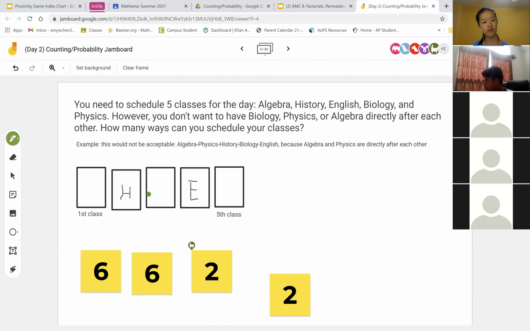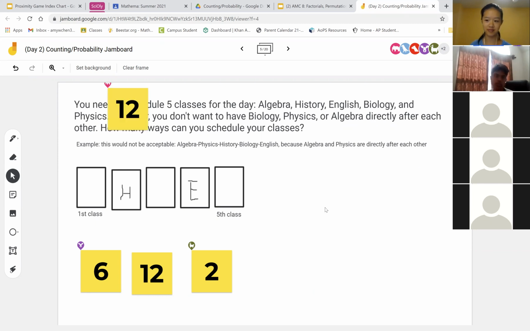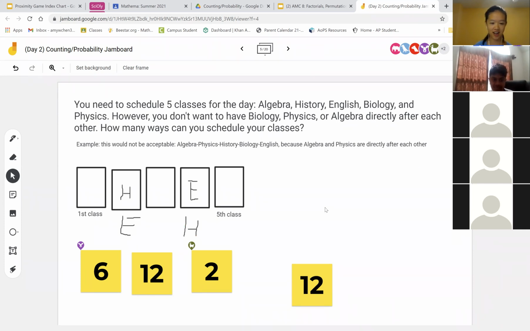I feel like you guys are sort of on the right track. Okay, so you don't want to have biology, physics, or algebra directly after each other, right? So how many different orientations of biology, physics, or algebra can we have? Someone's writing on the slides. Who's writing? Guys, just think about this really quickly though.